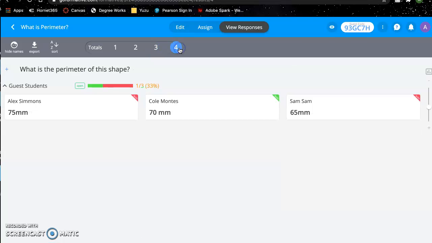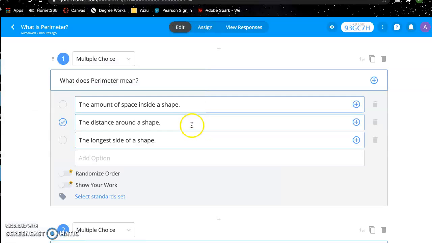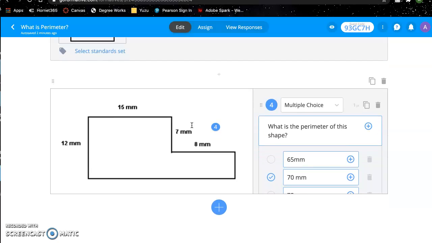Moving on to question number 4. I want you to look at the image that I put on there for you and try to figure out how to find the perimeter. I know some of them don't have measurements on them, but you should be able to find them with the rest of the measurements on the picture. Take as much time as you need on it. Don't try to rush it.